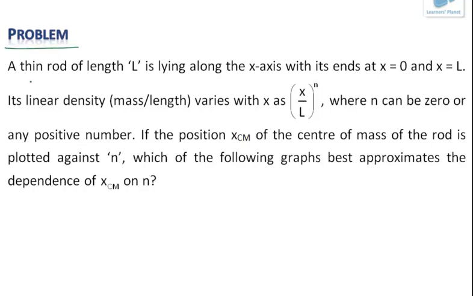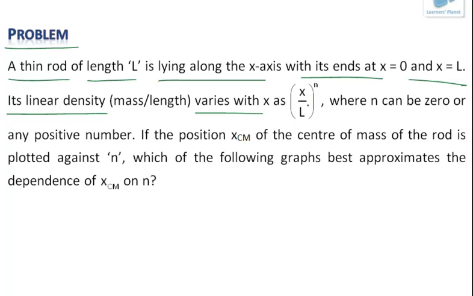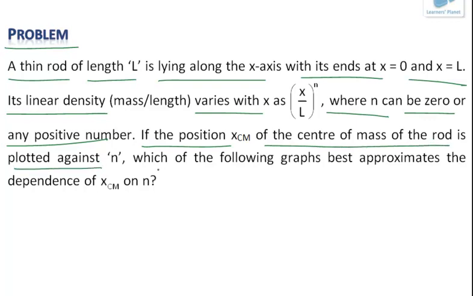Now let us look at the next problem. A thin rod of length L is lying along the x-axis with its end at x equal to 0 and x equal to L. Its linear density, that is mass per unit length, varies with x as (x by L) to the power n, where n can be 0 or any positive number. If the position xcm of the center of mass of the rod is plotted against n, which of the following graph best approximates the dependence of xcm on n?